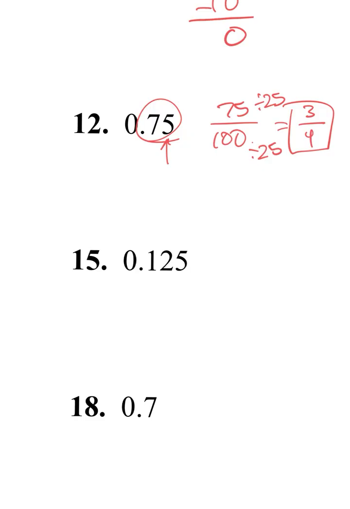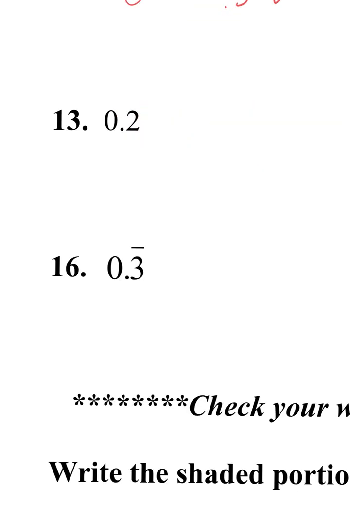Okay, moving on to number 13. On number 13, you've got 2/10. So what's my digit? 2. What place value is it in the decimal? In the tenths place. At this point, greatest common factor of 2 and 10. The greatest common factor of 2 and 10 is 2. 2 divided by 2 is 1. 10 divided by 2 is 5. And when the numerator is 1, you're done reducing. On to number 14.